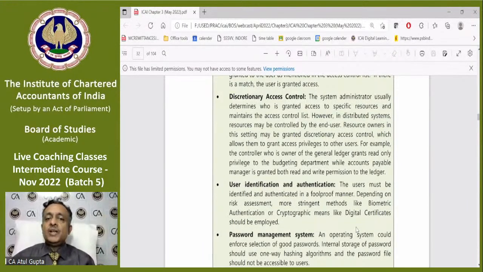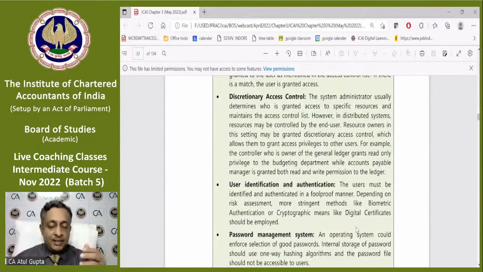The system admin usually determines who is granted access to specific resources and maintains a list of that. However, in a distributed system, distributed means wide usage, and a resource may be controlled by the end user. So the resource owner in this setting may be granted discretionary access control, which allows them to grant access privileges to other users. The best example is seen in the case of a bank.